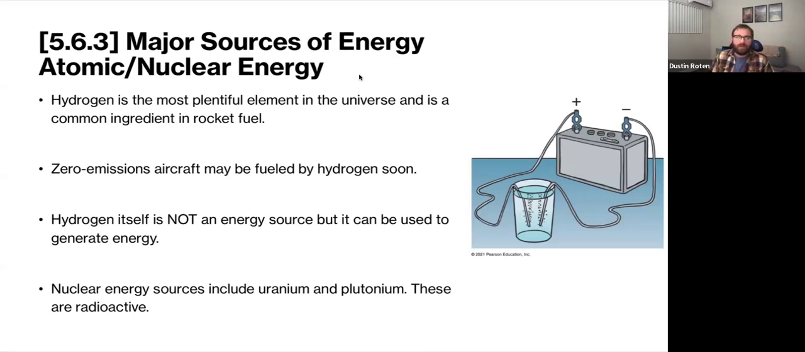source of fuel. But hydrogen itself is not an energy source. You have to do some stuff to it, put some energy in to turn it into a fuel. So do keep that in mind. You've got to put some energy in.